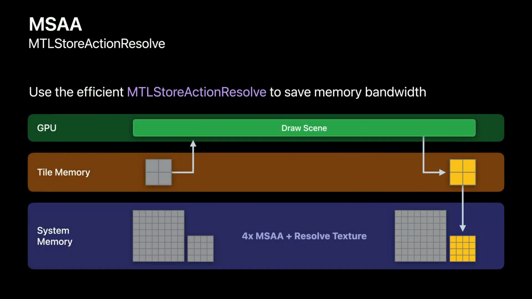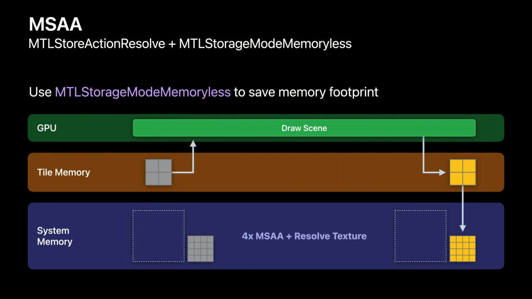By using efficient resolve action, we can save all of the bandwidth required to store the large multi-sample texture. That is because MSAA resolve always happens from tile memory, so there is no point in storing the samples. Which makes the multi-sample texture fully transient. We never load it or store it. This means that we may as well make it memory-less and save all that footprint too.